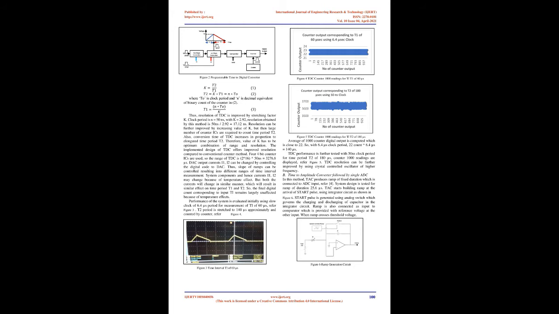Figure 5: TDC counter 1000 readings for TI, T2 of 180 s. Average of 1000 counter digital outputs is computed, which is close to 22. So, with 6.4 s clock period, 22 count * 6.4 s equals 140 s.